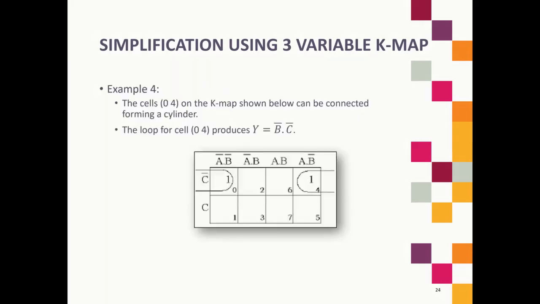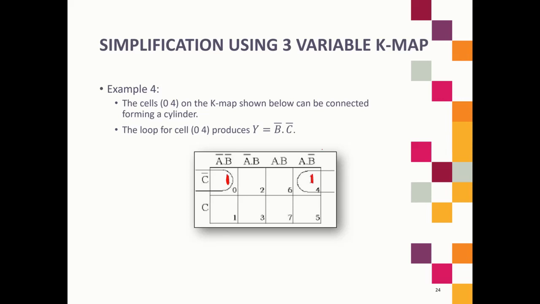A 3 variable K-map also can be looped if the value is put at the edge of the map. For example, you have 1 value here at cell 0, and you also have a value in cell 4. So these 2 cells are actually considered adjacent. You can loop any adjacent cells to form 1 loop.